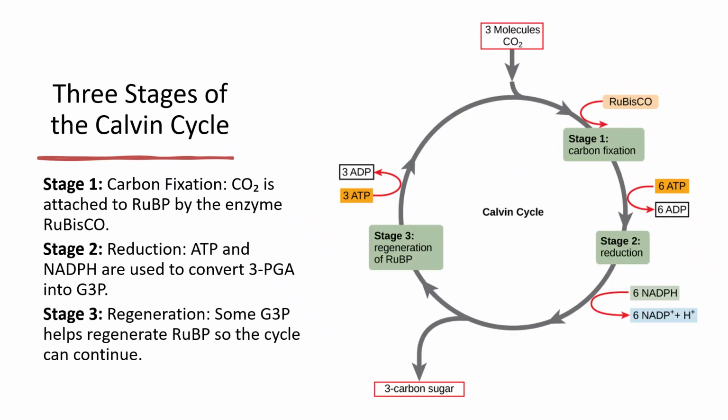The Calvin cycle has three main stages. First, carbon fixation. Carbon dioxide is attached to a 5-carbon molecule called RuBP by the enzyme Rubisco. Second, reduction. ATP and NADPH are used to convert the molecule 3-PGA into G3P, a higher energy sugar. Third, regeneration. Some G3P is used to rebuild RuBP so the cycle can continue.